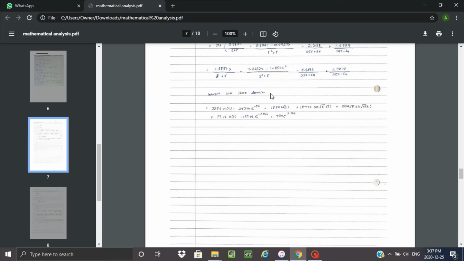And we can convert this into time domain, which you get 2854t minus 24270 exponent negative 5t plus 1854t plus 18474 cos 5t plus 1854 sin 5t plus 7776t minus 199.06 exponent negative 2.56t plus 790 exponent 2.56t.